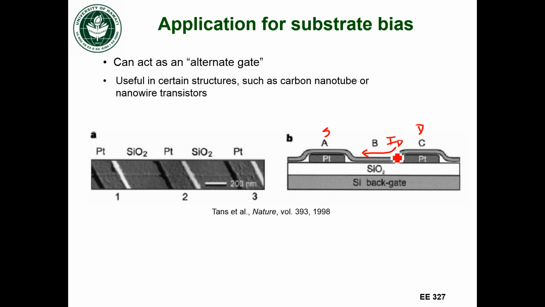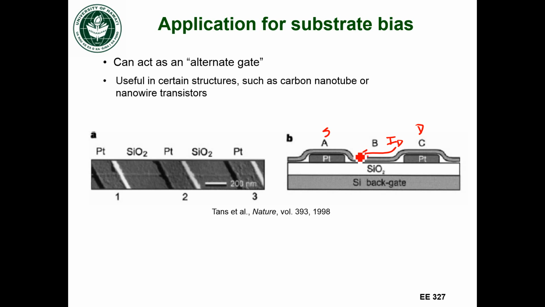I would need to put an oxide here and then put another electrode for the gate. That just makes the fabrication of this more complicated, and this stuff is really tiny. So having that more complicated is a big obstacle to doing it that way.